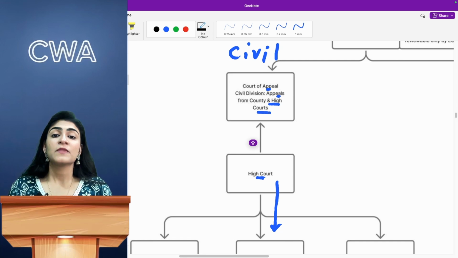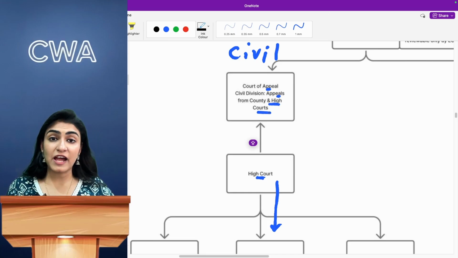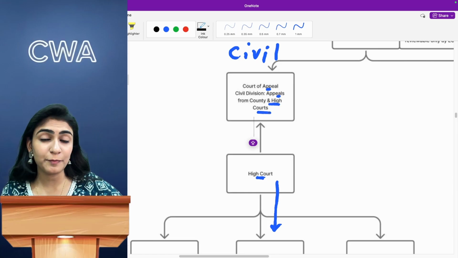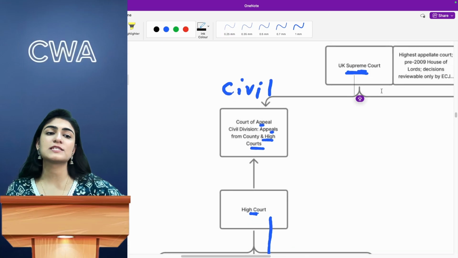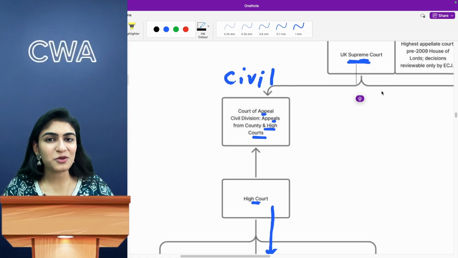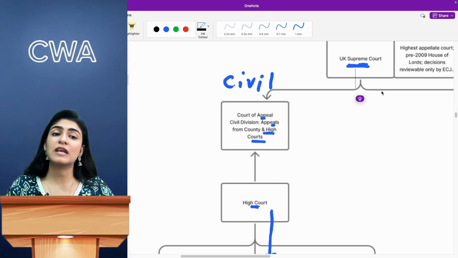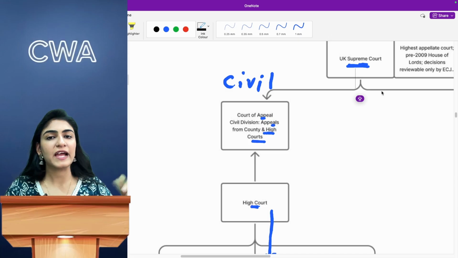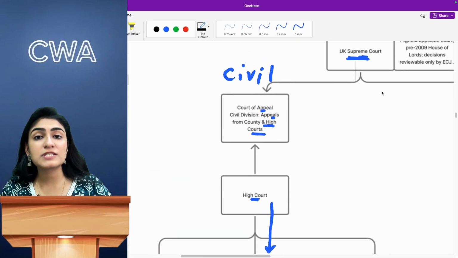However, if you are not satisfied even by the judgment of the Court of Appeal, then you can go to the Supreme Court. The Supreme Court is the highest appealing court. That is the last place where you can go and file an appeal. And whatever decisions are made by the Supreme Court are final and binding. So this is all about the civil division.